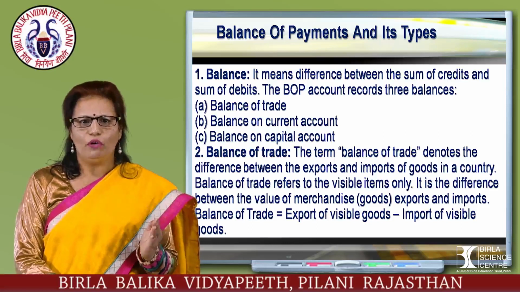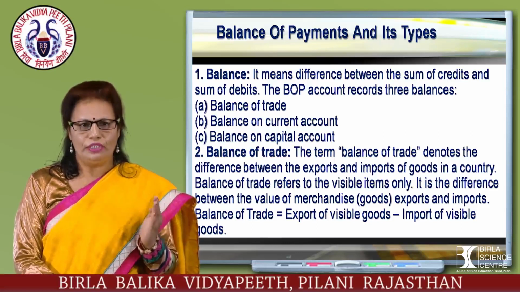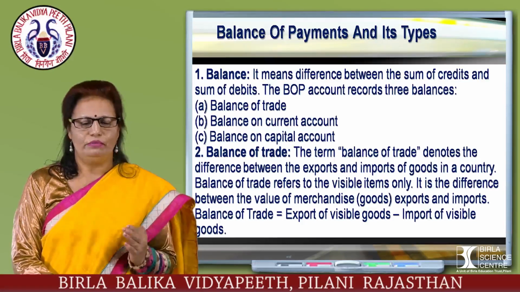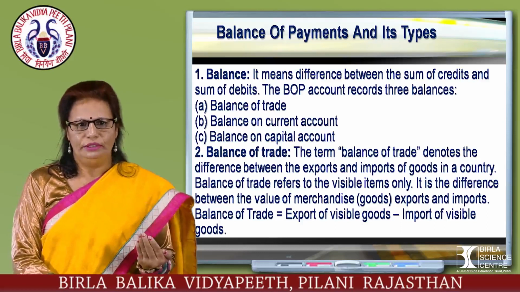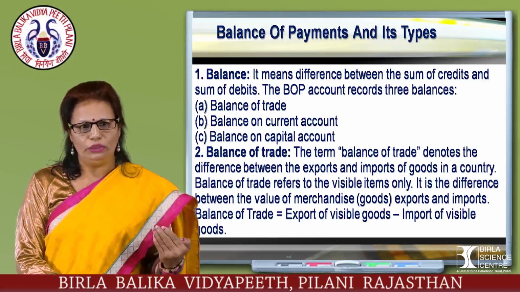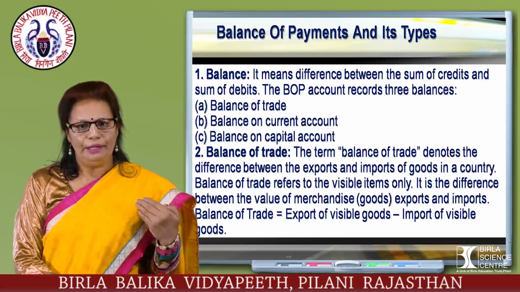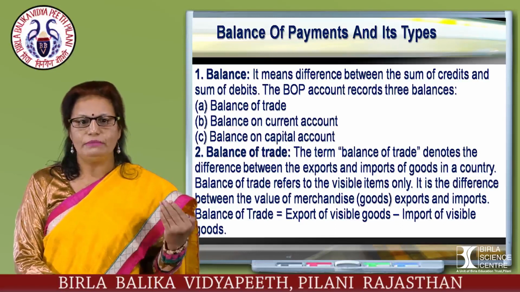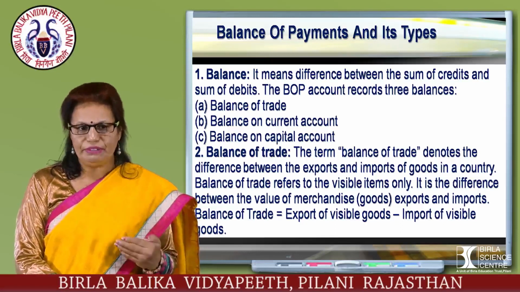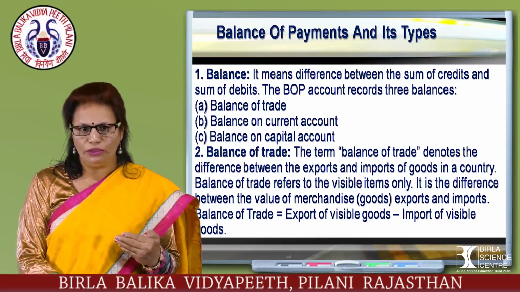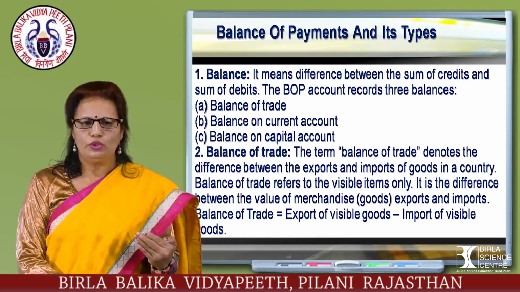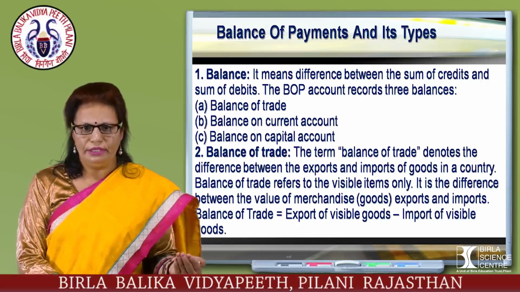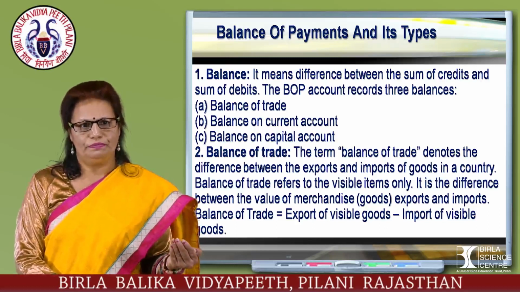The BOP account records three balances: balance of trade, balance of current account and balance of capital account. Balance of trade. The term balance of trade denotes the difference between the exports and imports of goods in a country. Balance of trade refers to the visible items only. It is the difference between the value of merchandise, goods, exports and imports. So the balance of trade is equal to export of visible goods minus import of visible goods.